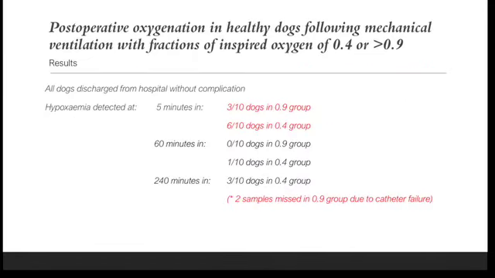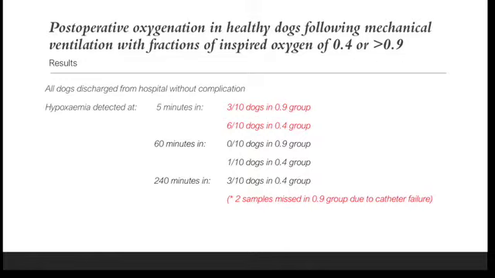I thought the results were quite interesting because for me, there were no statistically significant differences. However, when you look at them in numbers, I think they were definitely onto a trend in this case. So at 5 minutes post-extubation, 3 out of 10 dogs in the high fraction of oxygen group were hypoxemic, whereas 6 were hypoxemic in the restricted oxygen group.